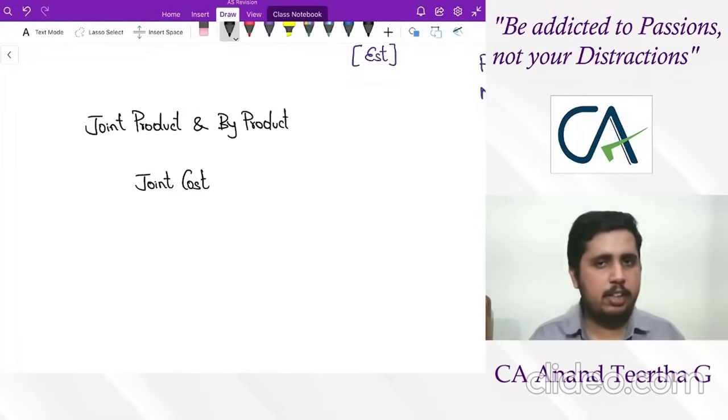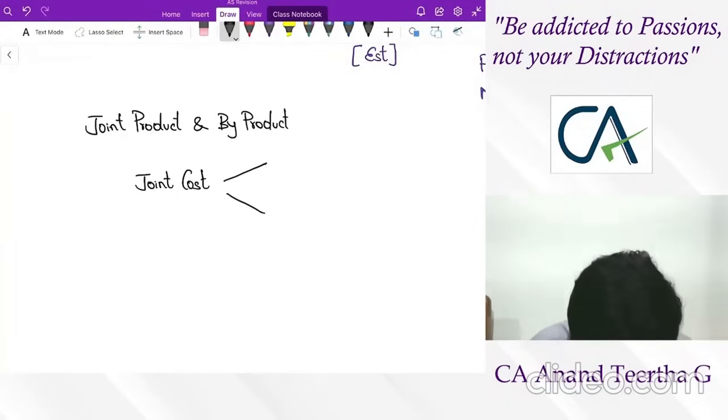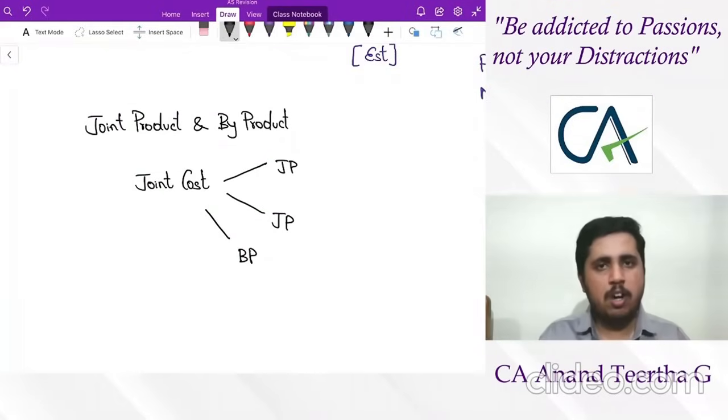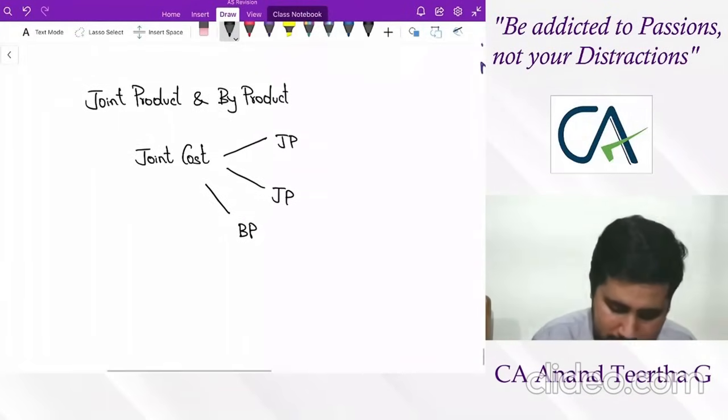There is joint cost in a particular situation which gets bifurcated into different joint products and also byproducts, which means there is only one cost which gets bifurcated into different products at a particular point. You either call it the split off point or the separation point. Till then, there is a single joint cost involved. So how do you bifurcate this joint cost between all these products? For that reason, the AS came into the picture and told us the rules.